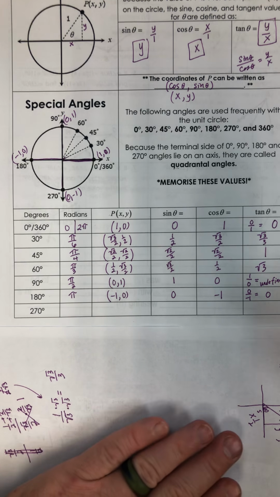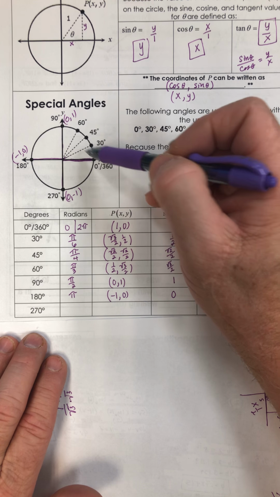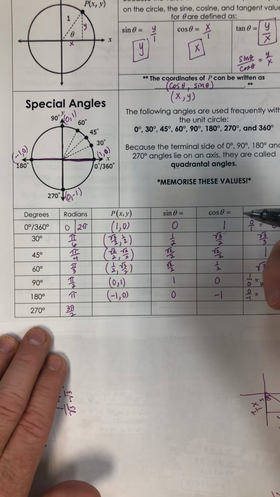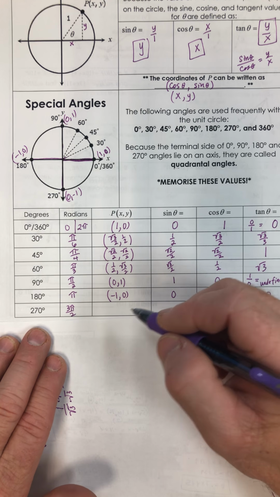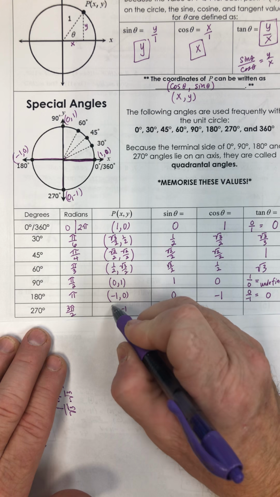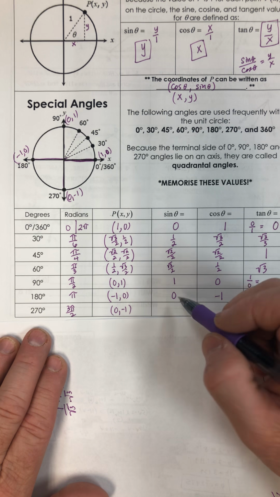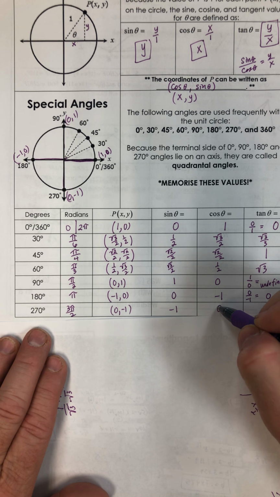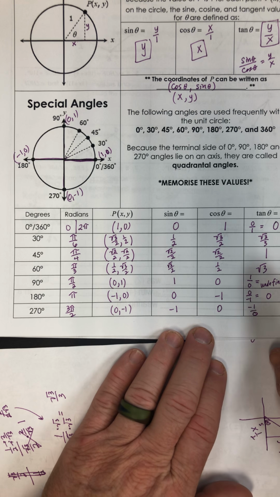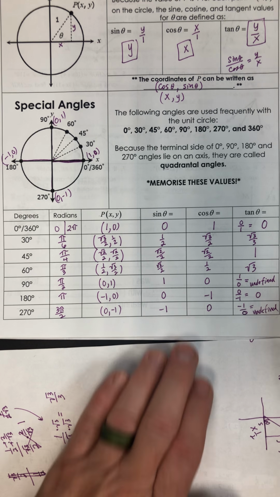Okay? And 270, that's 90, 90, and 90. So 1/2, 3 times. So 3 halves, 3 pi over 2. Or you could just take 270 times pi over 180. The coordinate point is 0, -1. So the y value is -1, the x value is 0, and so y over 0 is undefined, dividing by 0.